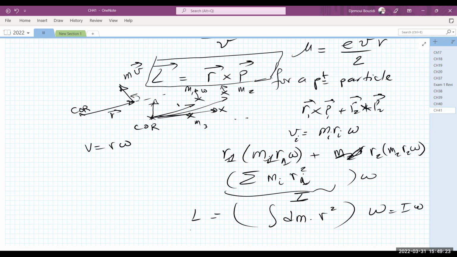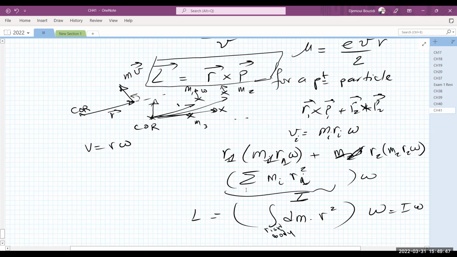Okay, yeah, I omega at the end, that's what you use because you're assuming that the rigid body is rigid enough so that the distances do not change. If they change, then you have a problem. It's not rigid anymore. That's what allows you to pull the omega out, and then this summation is throughout the entire rigid body.